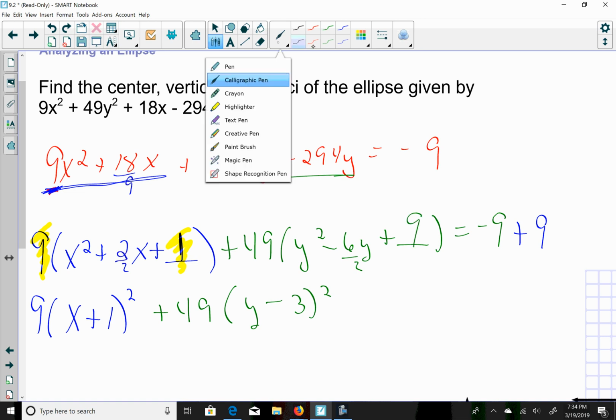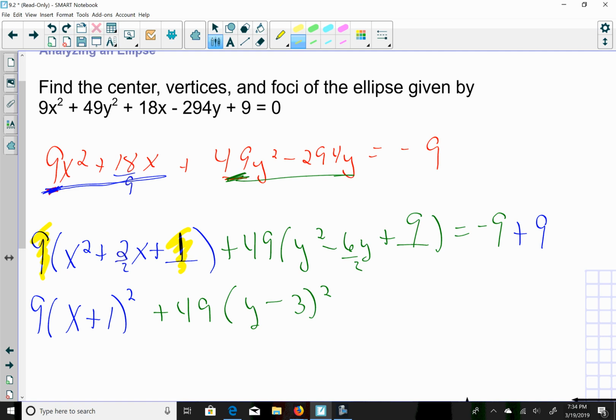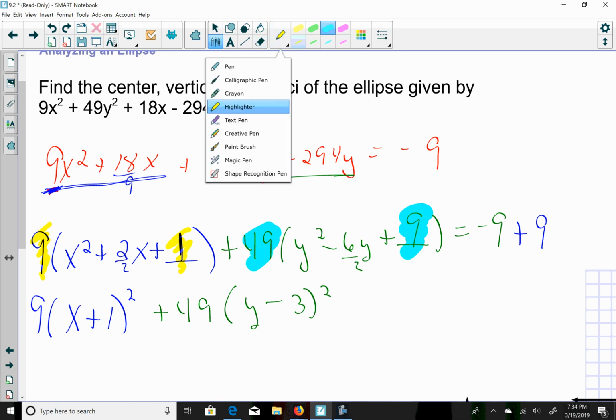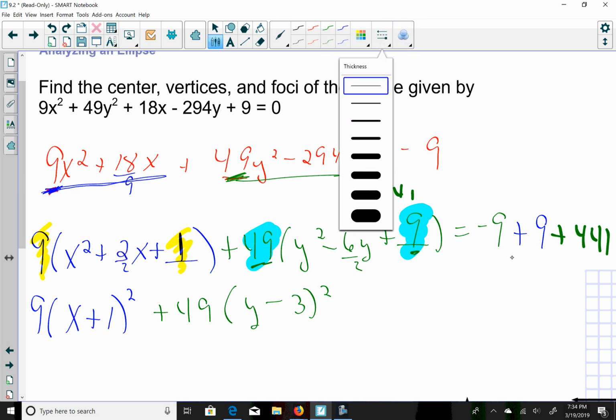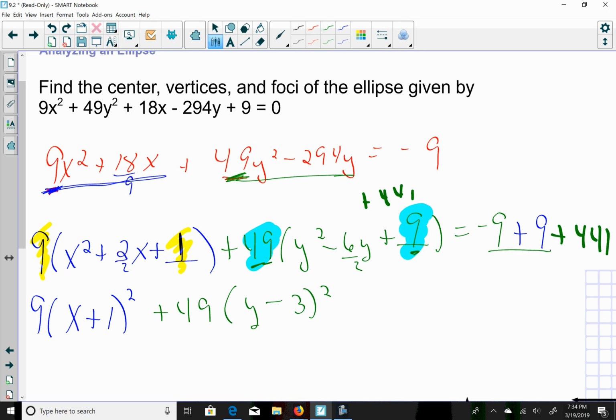But again, I'm not really adding 9 to that side. I'm adding 49 times that 9. So when I take on my calculator 49 times 9, I get 441. So I'm really adding 441 to this side because I really added 441 here. That's what that 49 times 9 is. So when I look at the right side and I add these all up, well, those equal 0, so I'm going to end up with 441.